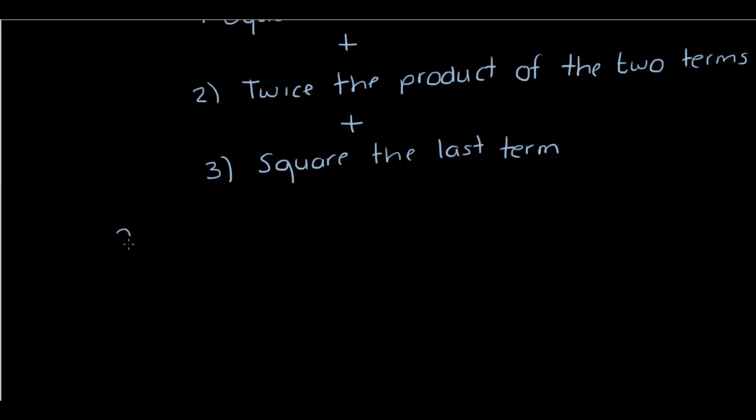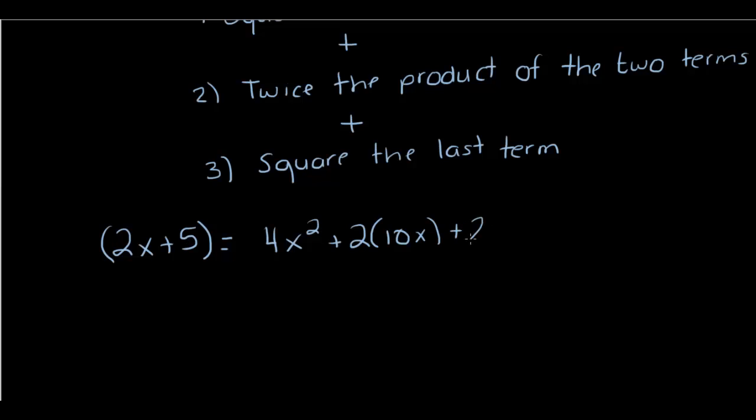For example, 2x plus 5. So we're going to go through the steps. The first step, we square the first term. 2x times 2x is 4x squared, plus twice the product of the two terms. 2x times 5 is 10x, plus the square of the second term, 25. And then we're going to simplify. So 4x squared plus 20x plus 25.